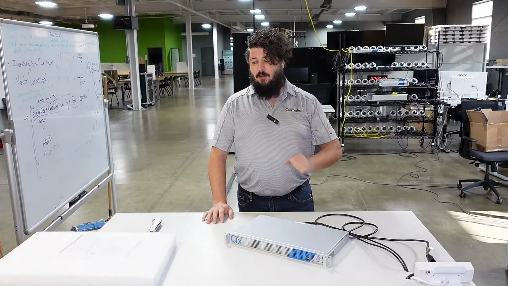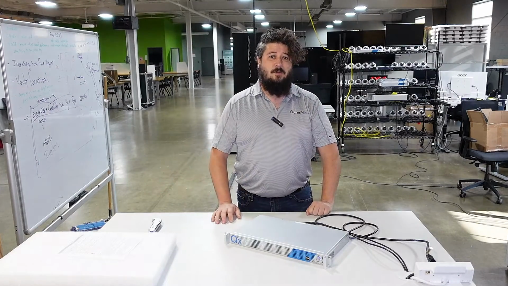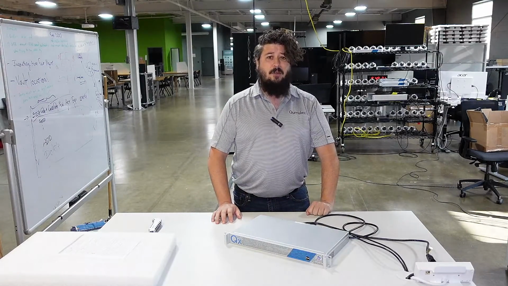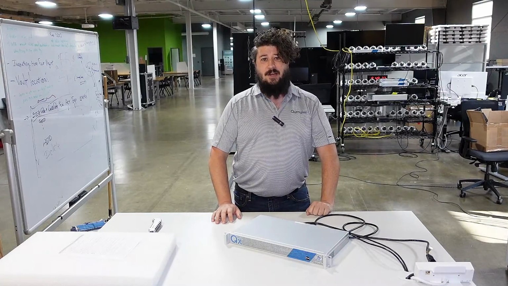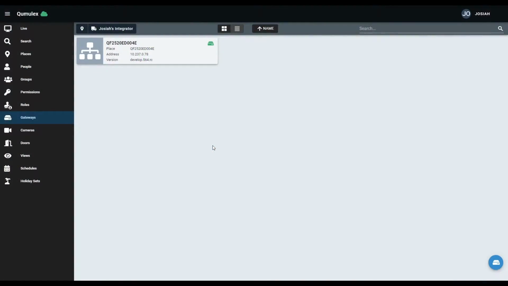And you should then be able to log on using all of the instructions to app.qumulex.io and see your gateway has turned green. Now that your gateway is turned on and connected to the network, you should be able to log into app.qumulex.io and you'll see under your gateway section that your gateway is green and online.